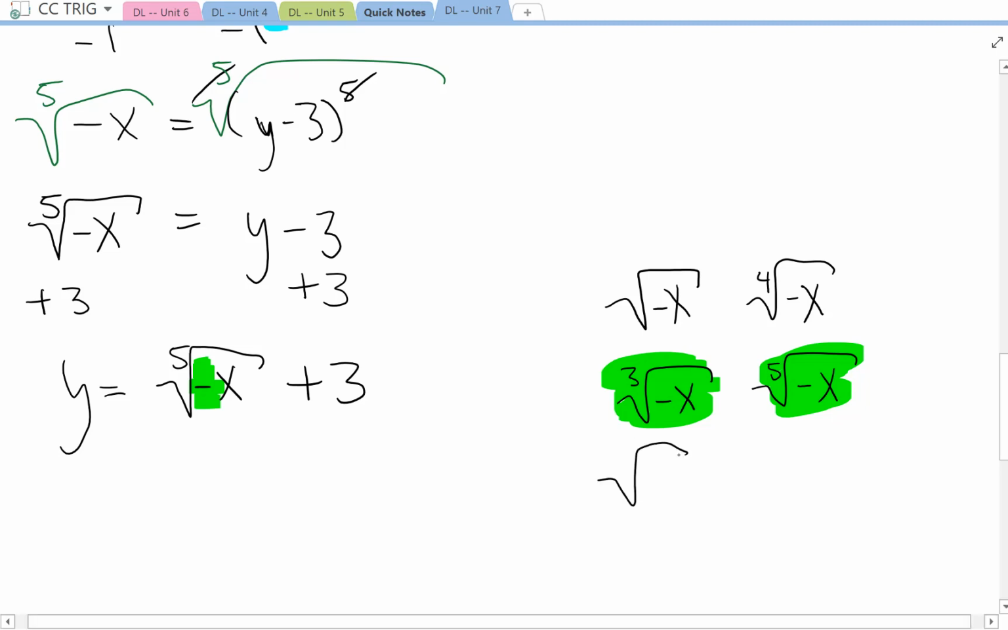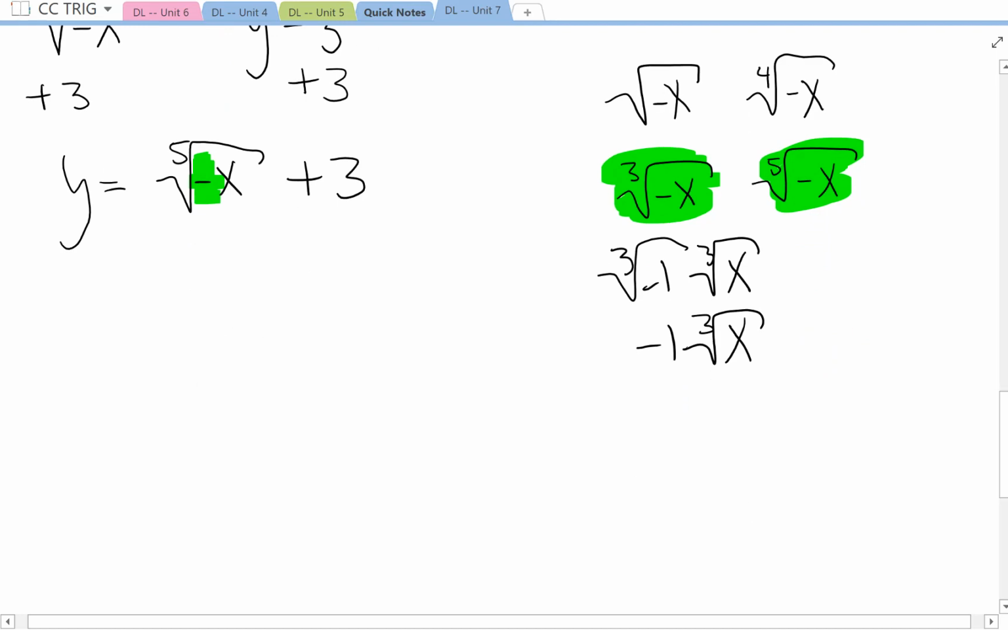simply the cube root of negative 1 times the cube root of x. That is negative 1 times the cube root of x, which makes it look a little bit cleaner because you don't have a negative under that root. You can simplify it, and you should. So y is equal to negative fifth root of x, plus 3.